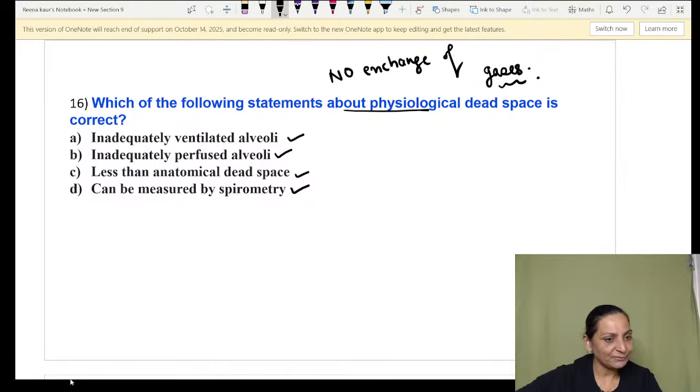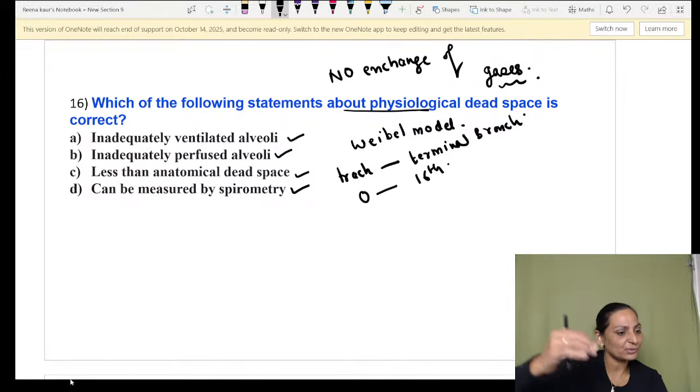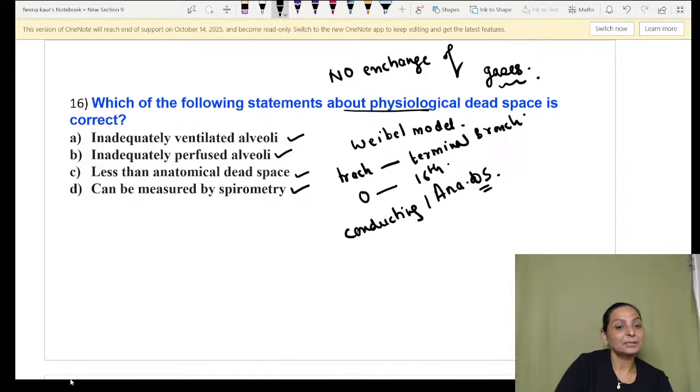Now, in your respiratory tree, which is given by Weibel model, trachea से लेकर terminal bronchioles तक, from trachea to terminal bronchioles, that is from 0 to 16th generation, उसको generations में divide किया गया है. This is supposed to be our conducting zone. That means it will only conduct the air, it will not participate in exchange of gases, and therefore it is called as the anatomical dead space. Anatomical dead space.